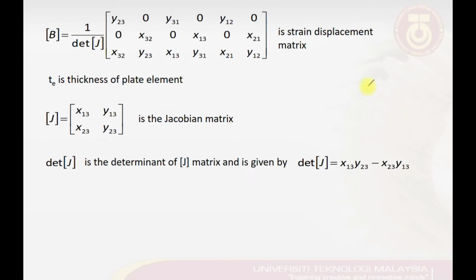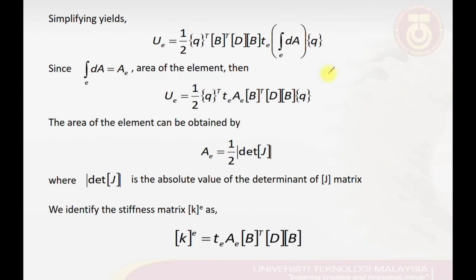The B matrix is known as the strain displacement matrix, which contains the geometrical information of our CST element. t is the thickness of the plate, J is the Jacobian matrix, and the determinant of J refers to the determinant of our Jacobian matrix, and it is given by the cross products between these matrix elements.